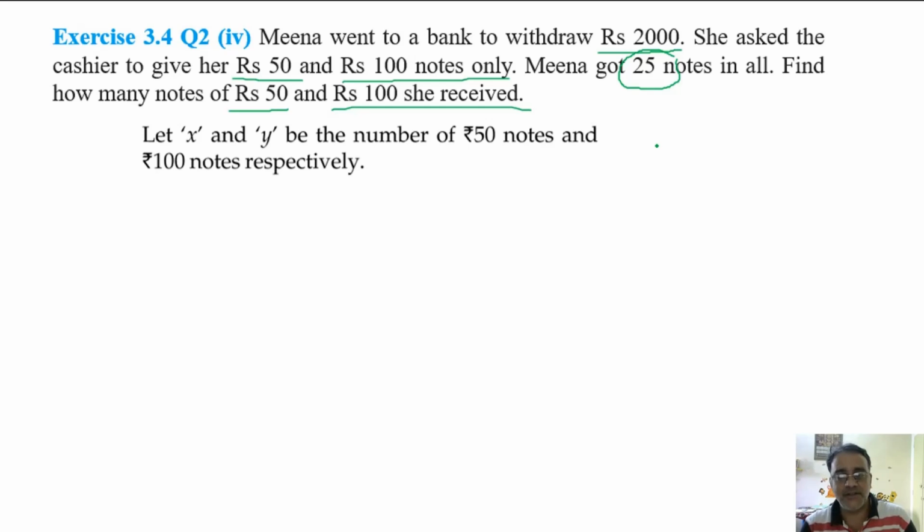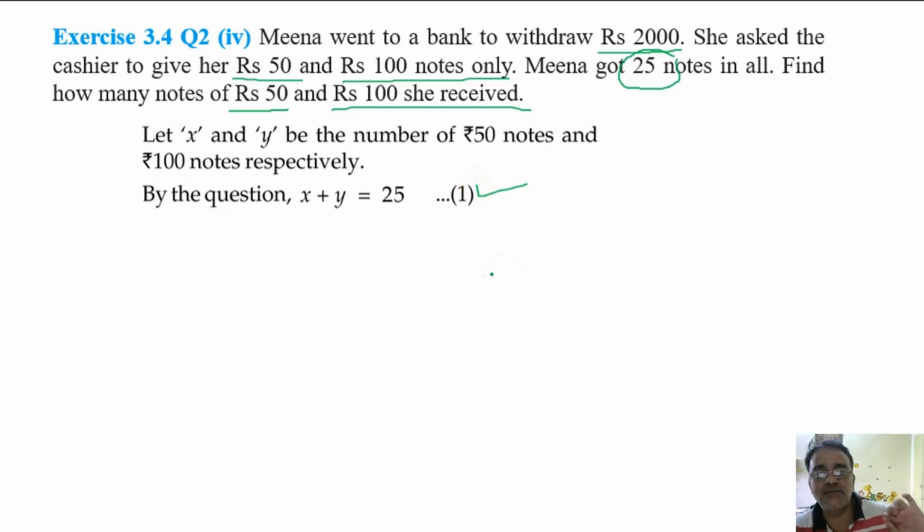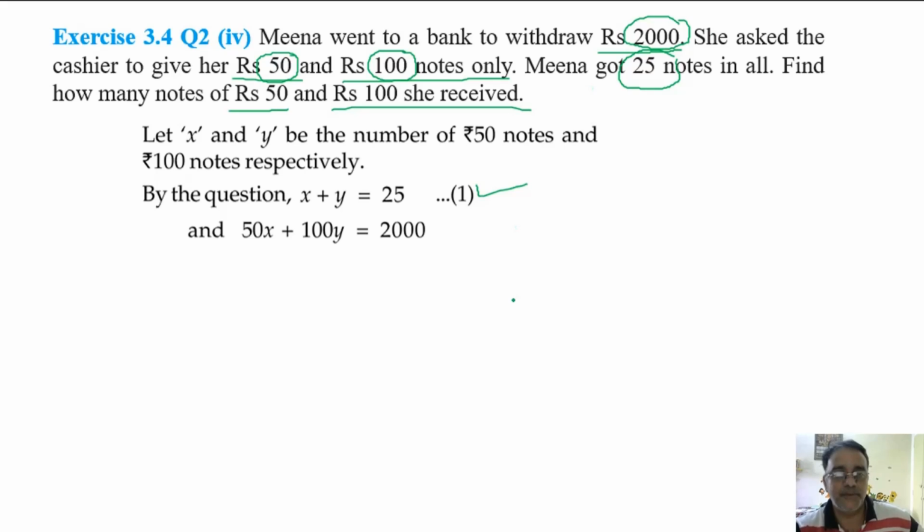So total notes उसको 25 मिला है, so x plus y is equals to 25. Let it be equation number 1. And the amount is 2000. Amount कैसे मिलेगा? 50 into x plus 100 into y is equals to 2000. So सबको 50 से divide कर दो. So you will get x plus 2y is equals to 40. Let it be equation number 2.